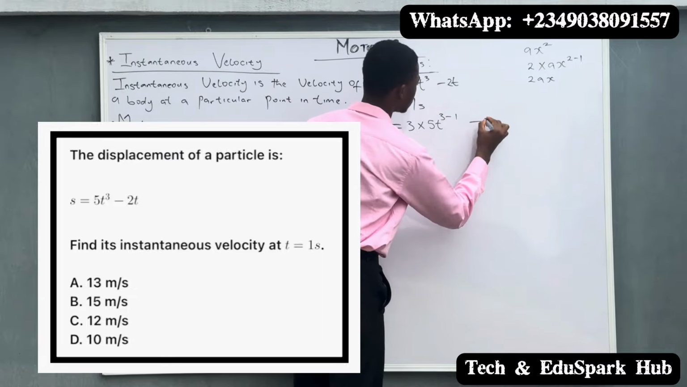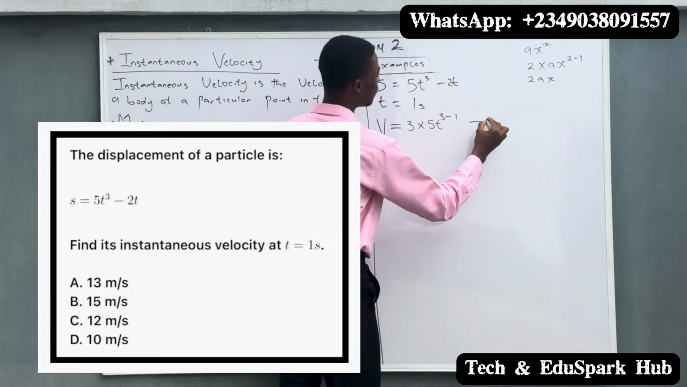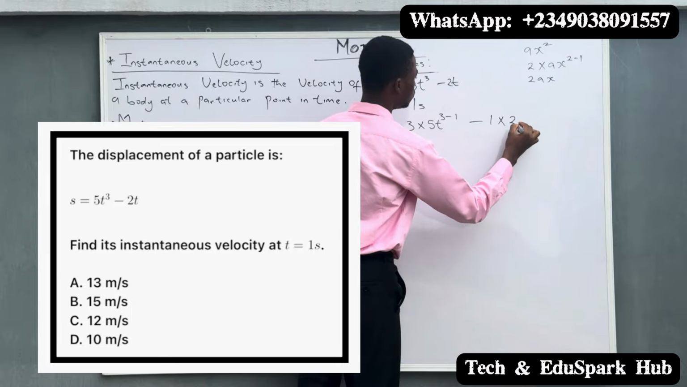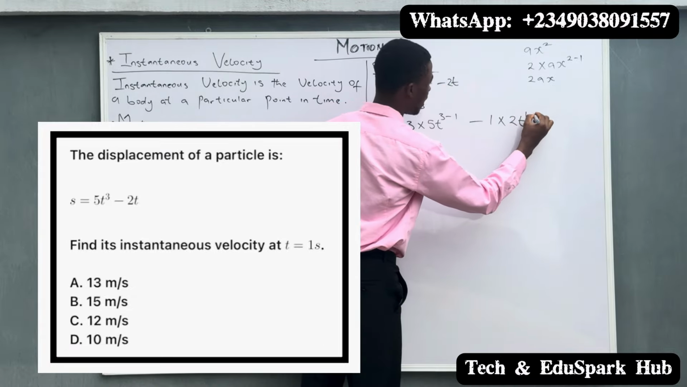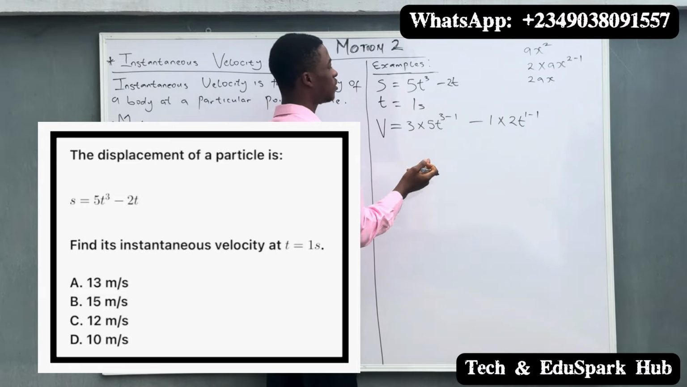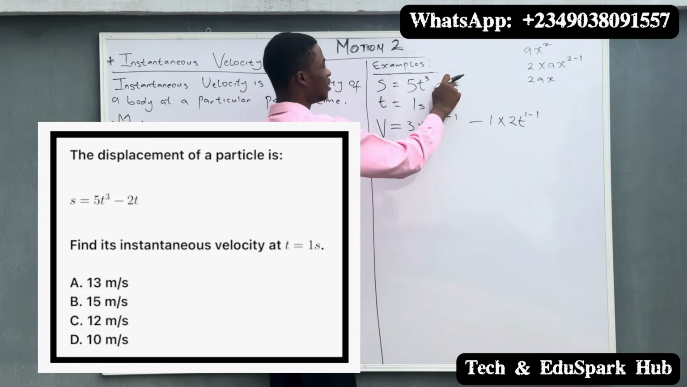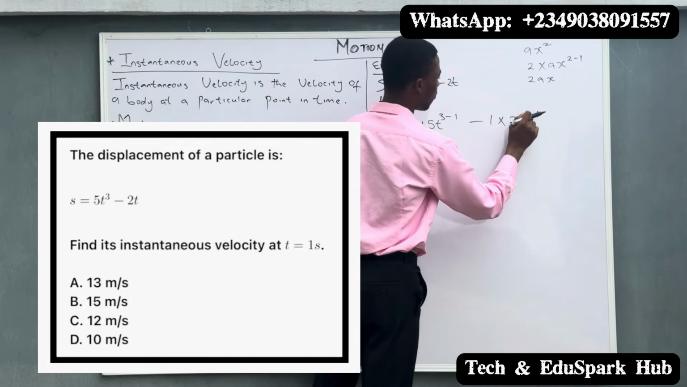And we have minus. In this case, the power here is 1 because it is not visible. So we have 1 multiplied by 2t, because we have 2t here, and the power, which is 1 minus 1. You can see the power is not visible. That's why we assume that the power is 1, because anything raised to power 1 is that thing. So t raised to power 1 is t, and that is why we have t raised to power 1 minus 1.